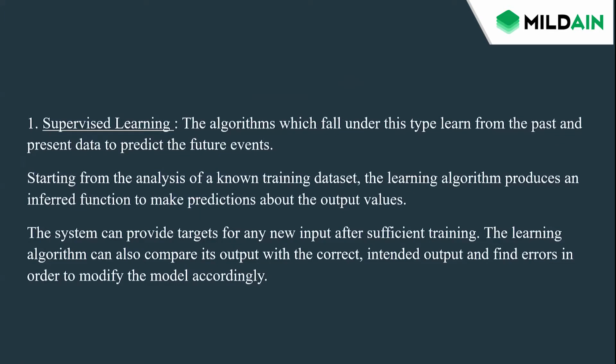In supervised learning, we learn from the past and present to predict future events. We have data from the last 10 years, 15 years. From that data we try to analyze, and then there is the present, the current year data. Then we try to predict what is going to happen in 2021 and so on. This is supervised learning: analysis of a known training data set. The learning algorithm produces an inferred function to make predictions about the output value.